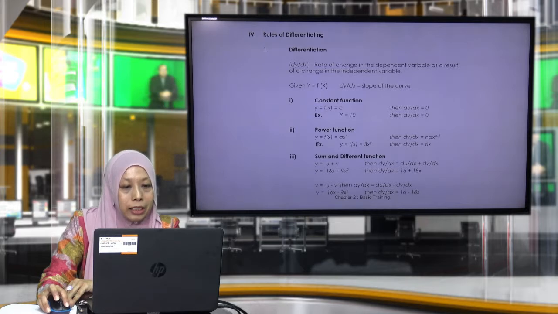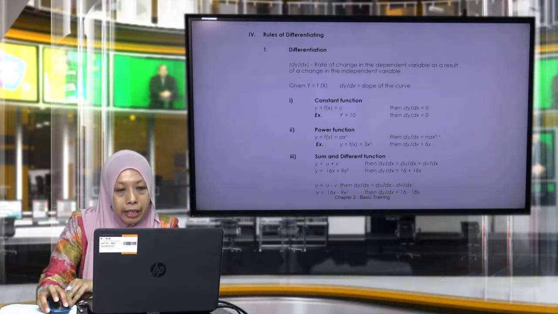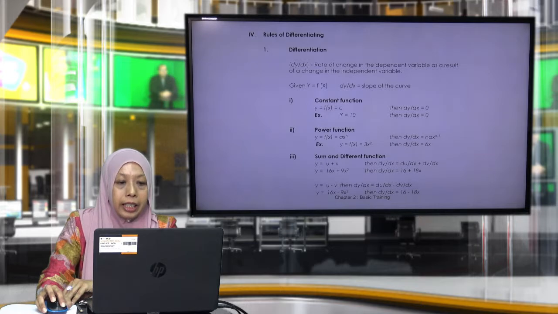So let's look at the first rule, which is the constant function, okay? Now, the constant function rule says, if you have a constant function and you want to differentiate it, you're going to get 0. As long as you have a constant function and you want to differentiate it, the answer must be 0. As an example, let's say y equals 10. It is a constant, right? So if you want to find dy/dx, the answer must be equal to 0. Okay, so this is the first rule of differentiation.